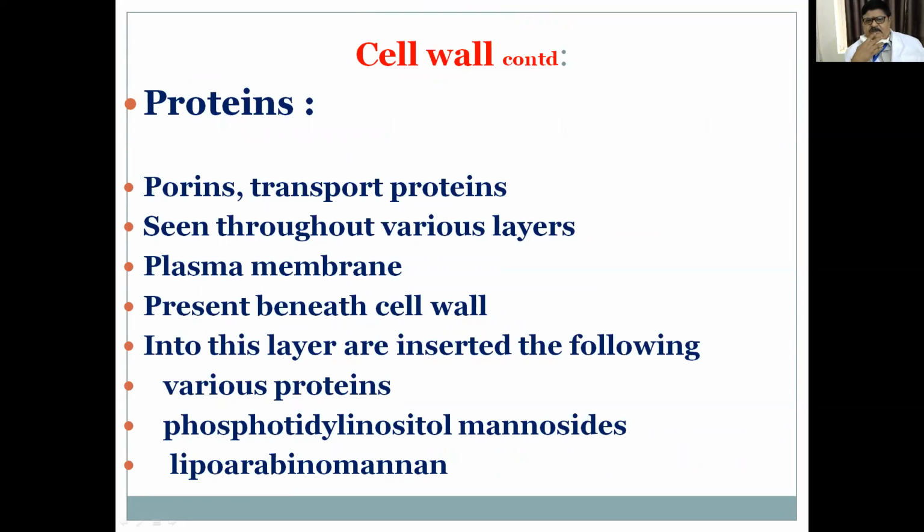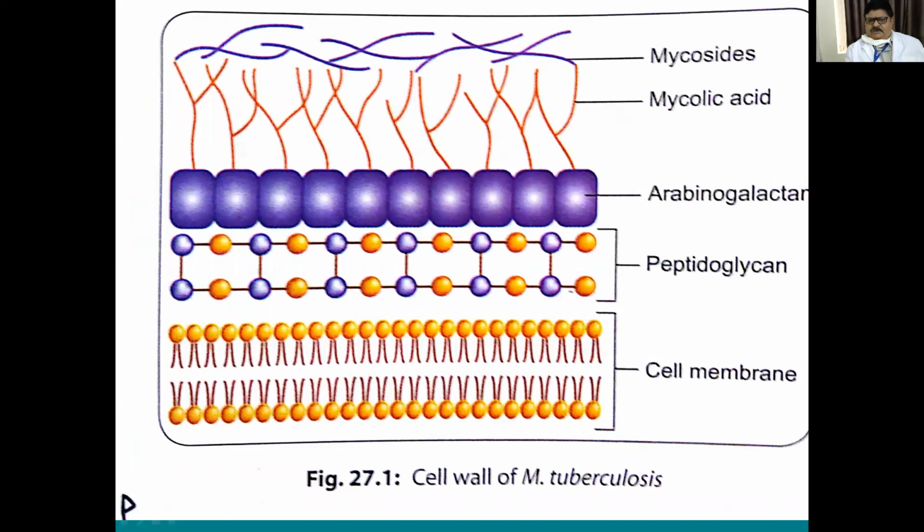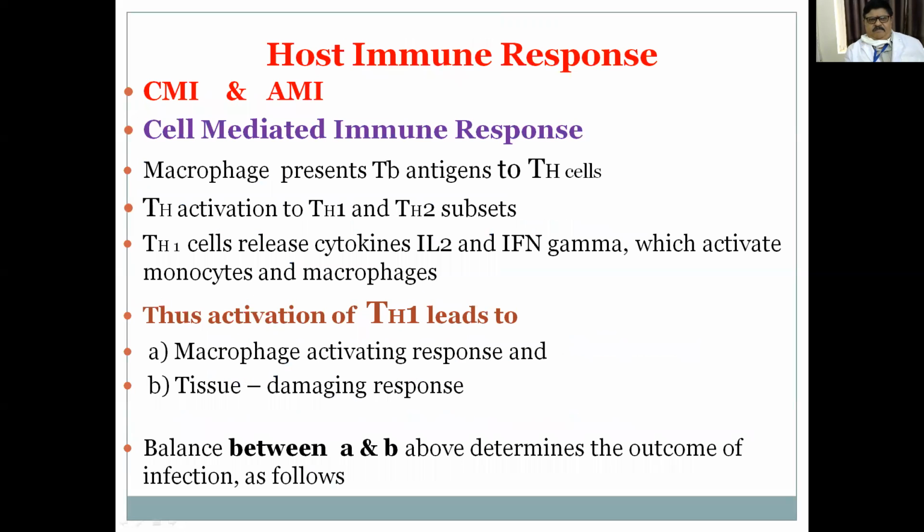Okay, coming to the proteins, you have the transport proteins, they're called porins, seen throughout the various layers. I think that is sufficient if you know. Again, to refresh: mycosides, mycolic acid, and the arabinogalactan layer. The peptidoglycan gives shape, and the cell membrane also.